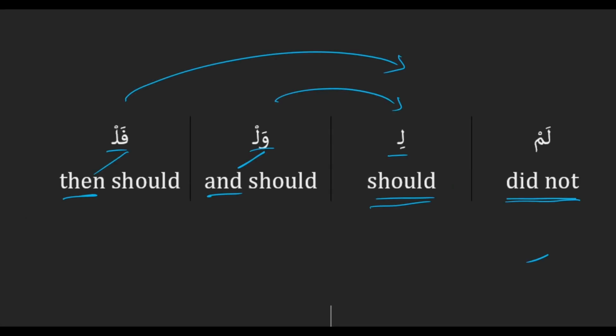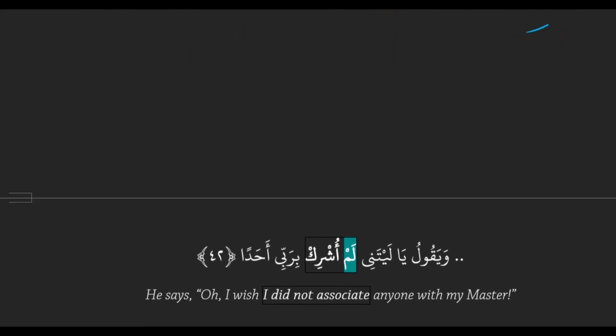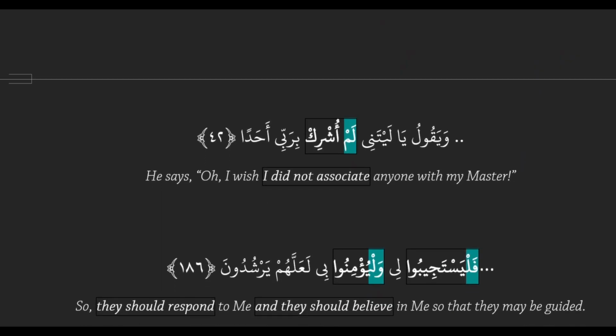Let's look at some examples. يقول يا ليتني لم أشرك بربي أحدا. So we have our shaving word lem here. And then what do you notice about ushrik? It's bald because of the sukun at the ending. So you have a shaving word shaving the ending indicator of our present tense action, turning it bald. And then we know that ashraka means to associate partners, or associate someone. But here you notice how it's translating, I did not associate, because lem translates as did not.